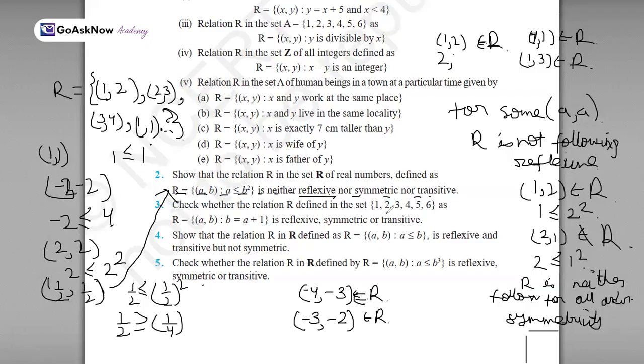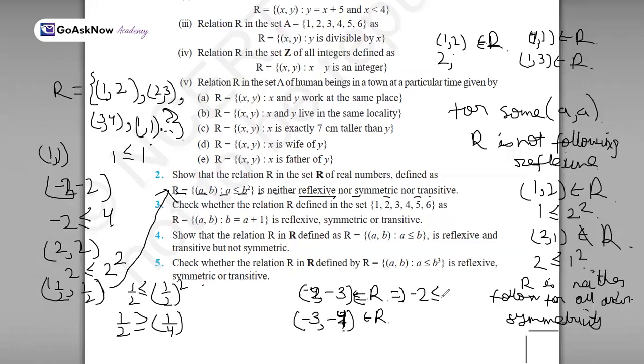Or you can simply take here, like, 1 second. Minus 2 comma minus 3 belong to R. And minus 3 comma minus 2 belong to R. You can take here like minus 4. Minus 4 you will take. And now check here what is the relation?